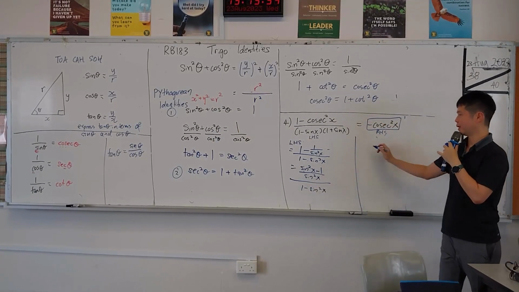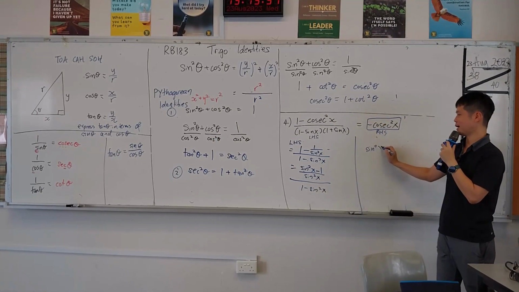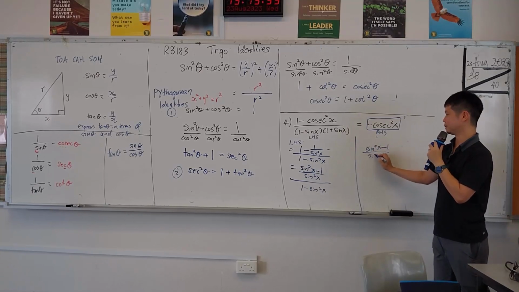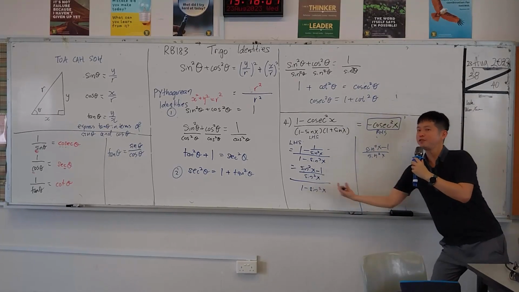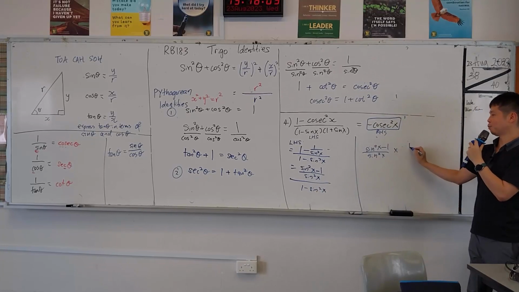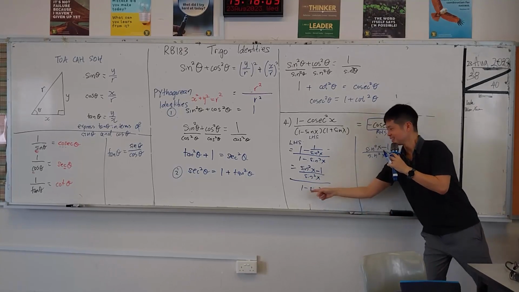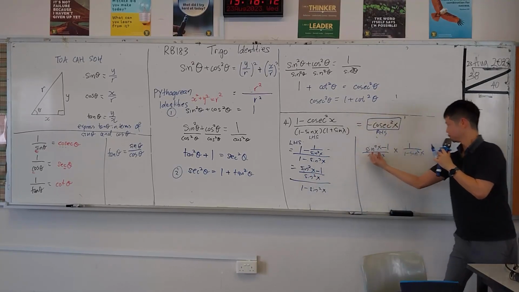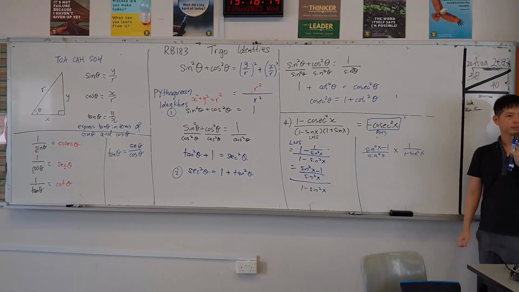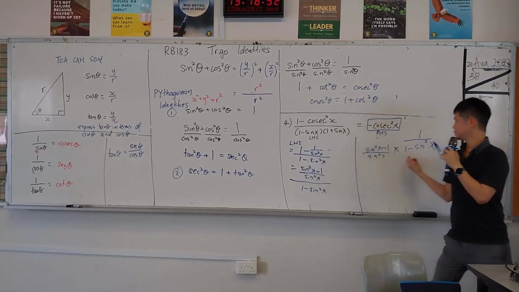I move this out a little bit. Please follow. Sine square x minus 1, the numerator is still the same. I just shift this out a little bit, so I times 1 over 1 minus sine square x. Again, the denominator is 1 over 1 minus sine square x. I just shift it out a little bit.